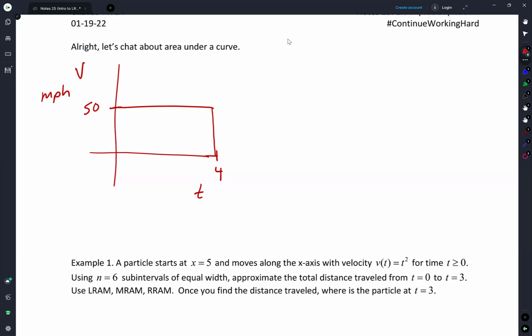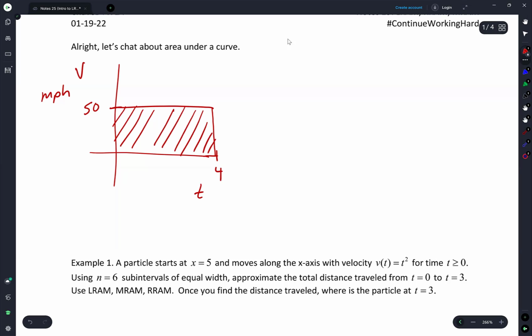Yeah, how'd you do that so fast? Yeah, 50 miles per hour times 4 hours gives you 200, right? So notice this area under this curve is that 200, 50 times 4. Do you guys notice that? All right, so the area under the curve of a velocity time graph gives you distance covered.